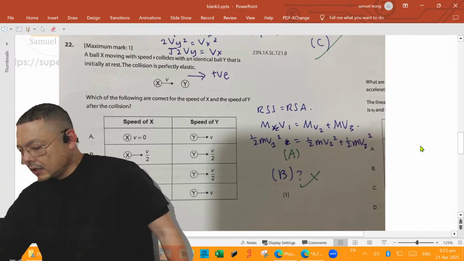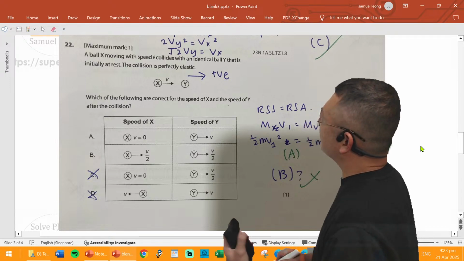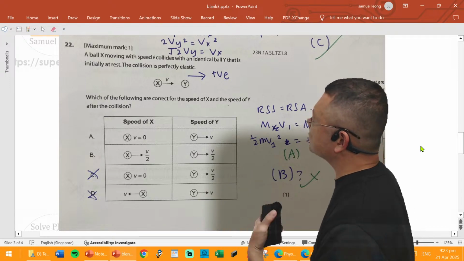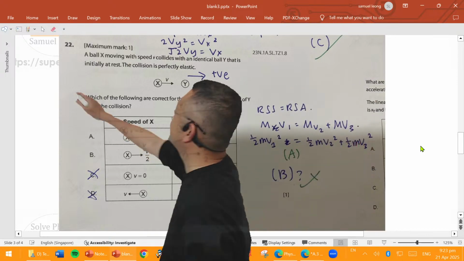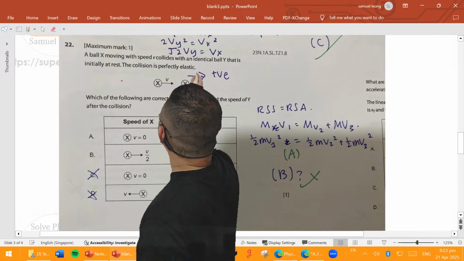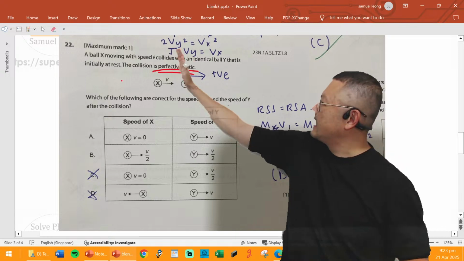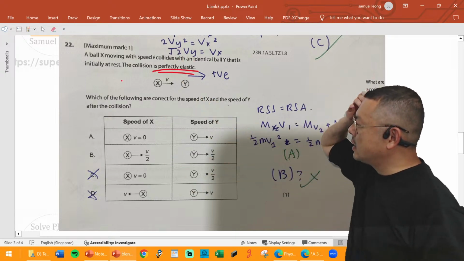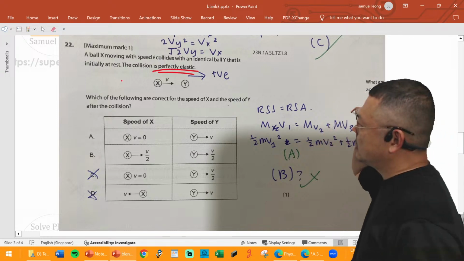Ball X moving along with speed v collides with an identical ball Y initially at rest. The collision is perfectly elastic. This is the key phrase, perfectly elastic, right? We should underline that phrase there. What's the correct speed for X and for Y after the collision?